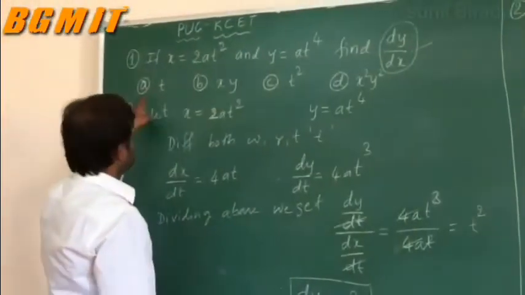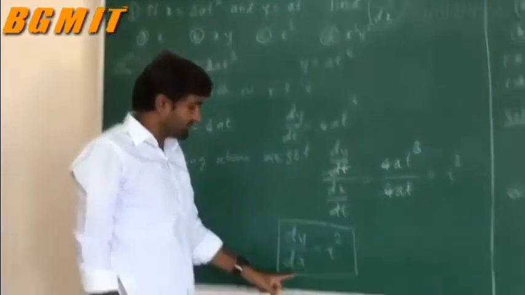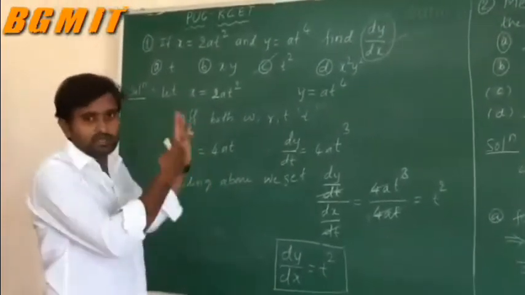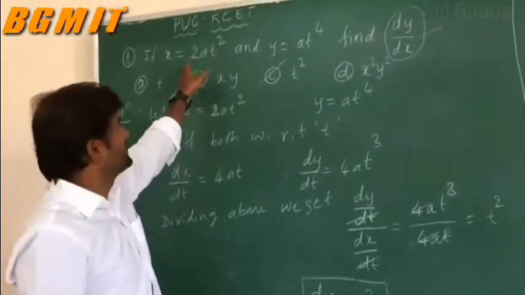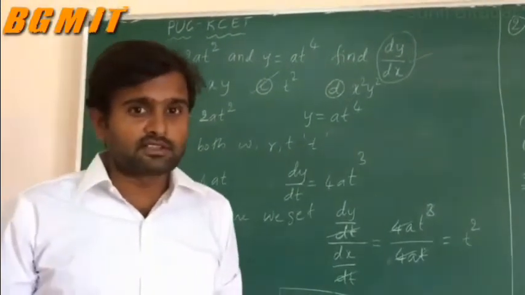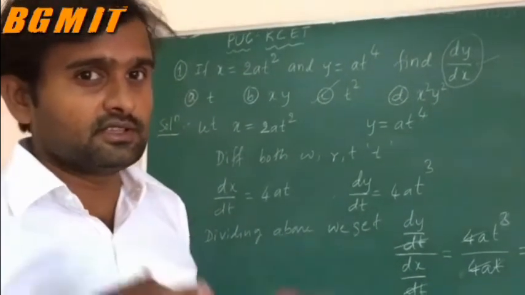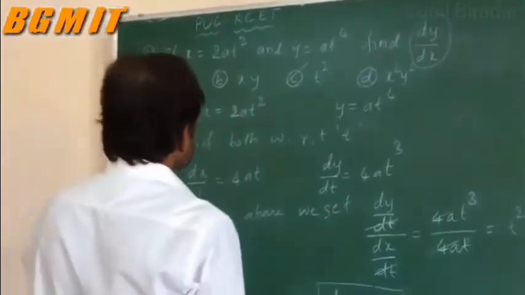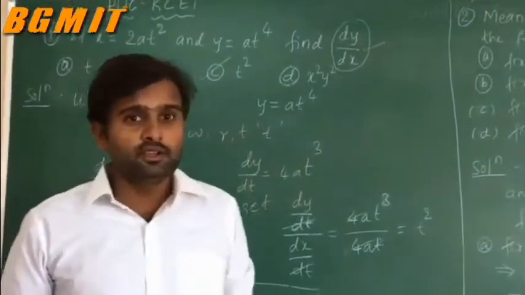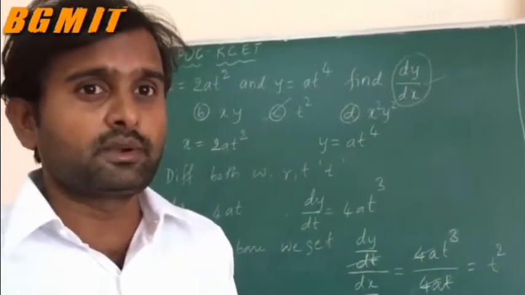Now here the option is C. So C is t square, so dy by dx is t square. Like this, similarly, we have many examples. If you think critically, the thing is how to control and save time in the examination. Very simple, of course. Here you should know the derivative procedure, you should be thorough with the derivative procedure.